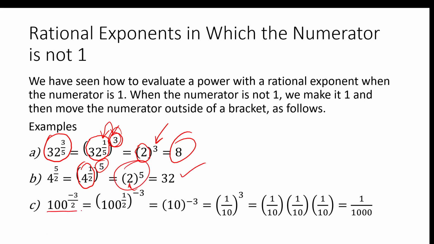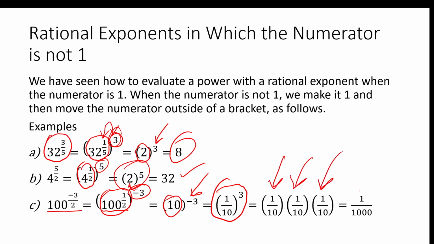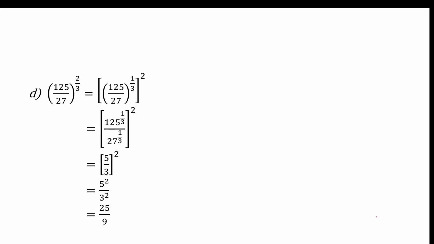And finally, if we're given 100 to the exponent negative 3/2, what we can do is make it 100 to the 1/2, and then throw that negative 3 out, because we're not doing anything wrong mathematically. 100 to the exponent 1/2 is 10, but we still have that negative 3 that was originally in the numerator. Well, 10 to the exponent negative 3 is the same as 1/10 to the exponent positive 3. Well, 1/10 to the exponent positive 3 is 1/10 times 1/10 times 1/10. 1 times 1 times 1 is 1. 10 times 10 times 10 is 1,000.